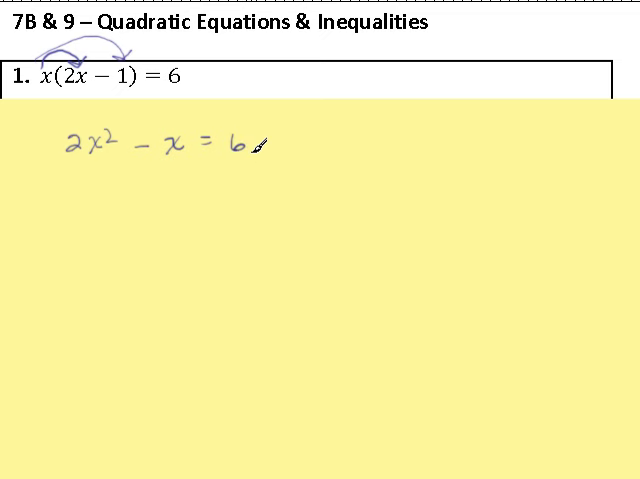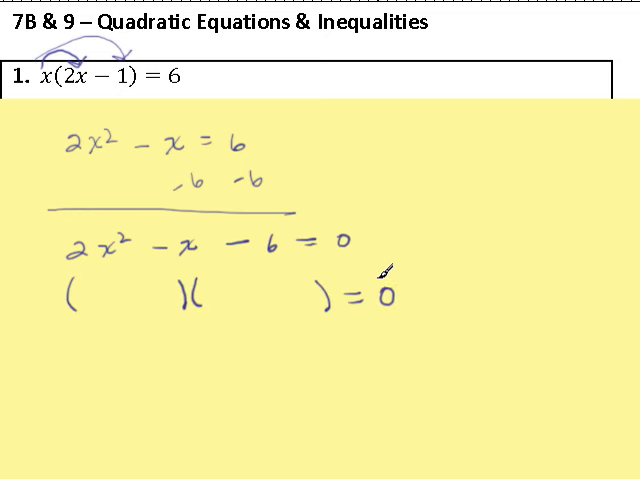Let's put this in standard form. Bring the 6 over to the other side as minus 6. So we have 2x squared minus x minus 6 equals 0. Now we always see if we can factor first. Our strategy for quadratic equations is try factoring, and if that doesn't work, then we'll use the quadratic formula.